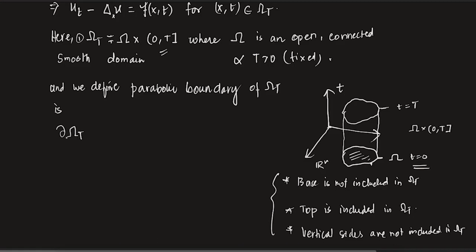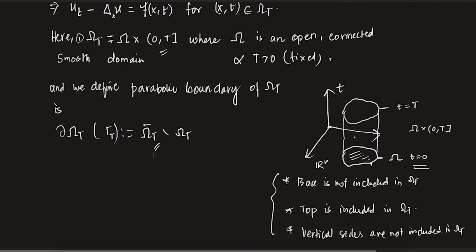Generally, some books write it as del omega t, or in some books it is also written as gamma of t. This is not the definition, just a notation. It can be written as gamma of t, which is defined by omega t bar minus omega t. Just think about what it means. You take the whole omega t and take the closure of that. If you take the closure, what will happen?